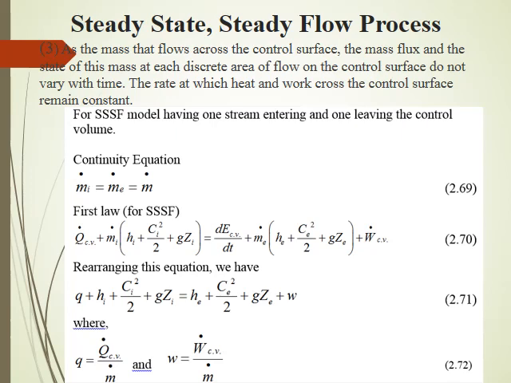Now, for the steady state, steady flow model, we have one stream entering and one stream leaving the control volume. So we don't need the summation sign for the incoming and outgoing streams. We can simply write the continuity equation as m_i dot is equal to m_e dot is equal to m dot. That is, the mass flow rate of the incoming stream is equal to the mass flow rate of the outgoing stream, and that is equal to a constant mass flow rate, m dot.